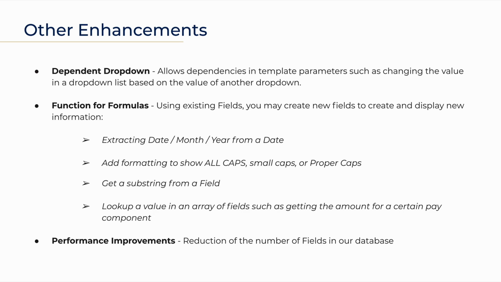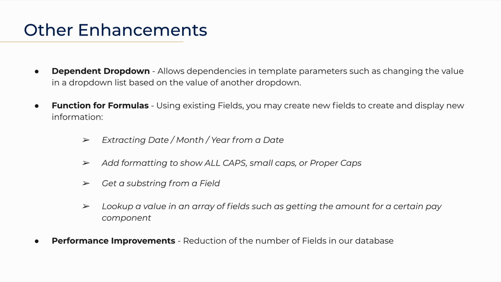As always, we kept on improving the number of formulas we have in Strato. So when you create a new formula, you now can extract from a date field. You can extract the date, the month, and the year. You can also change the format of a field by making all caps, small caps, or proper caps. You can also get a substring from a field, so the first few left characters or the last right characters.